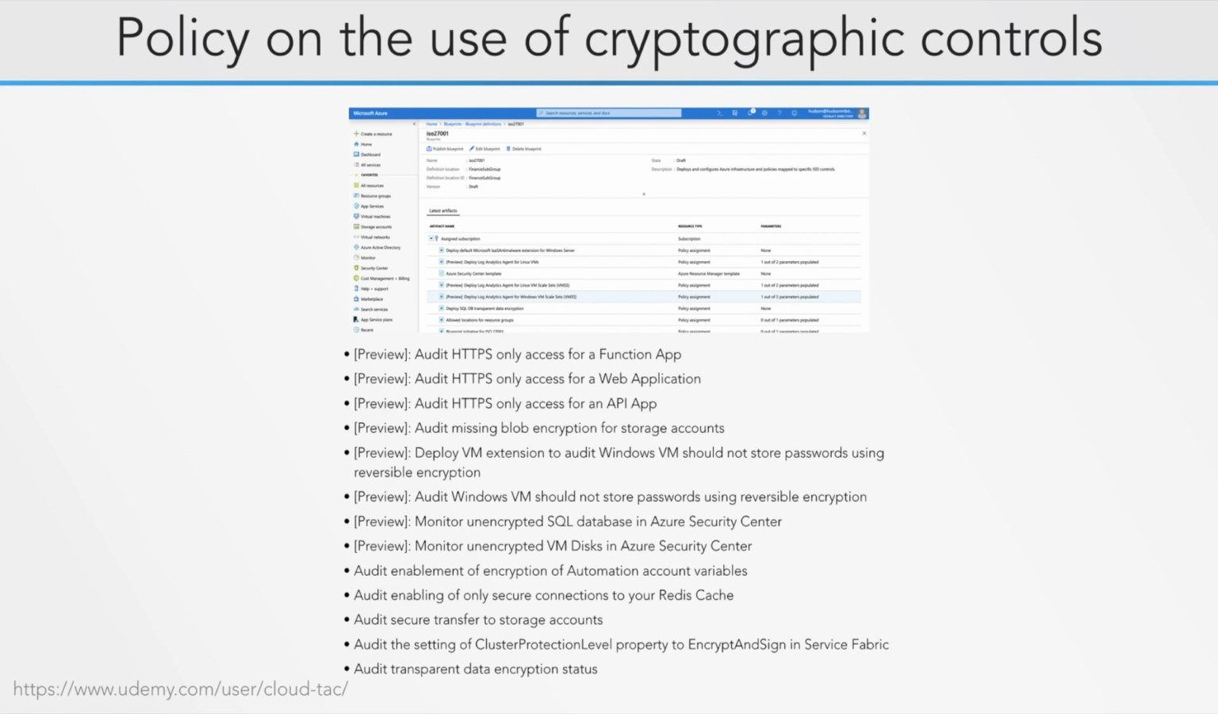Specifically, the policies assigned by this blueprint require the encryption of blob storage accounts and data lake storage accounts, the transparent data encryption on SQL databases, the auditing of missing encryption on storage accounts, SQL databases, virtual machine disks, and automation account variables, the auditing of insecure connections to storage accounts, function apps, web apps, API apps, and Redis cache, the auditing of weak virtual machine password encryption, and the auditing of unencrypted Service Fabric communication.